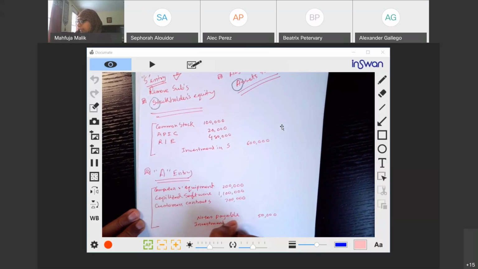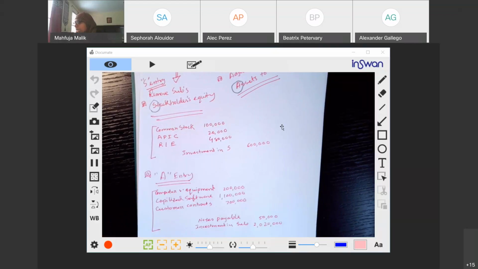Investment in sub or small port. So I will eliminate the whole investment thing because my goal is to show their assets and liabilities. I should not show both. Now, is this journal entry complete?